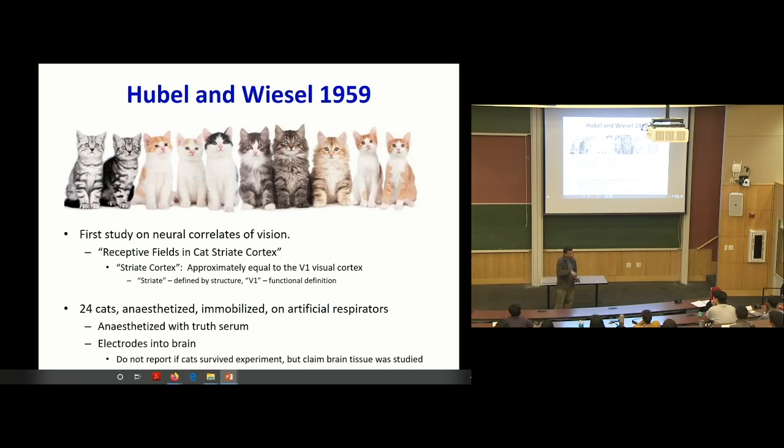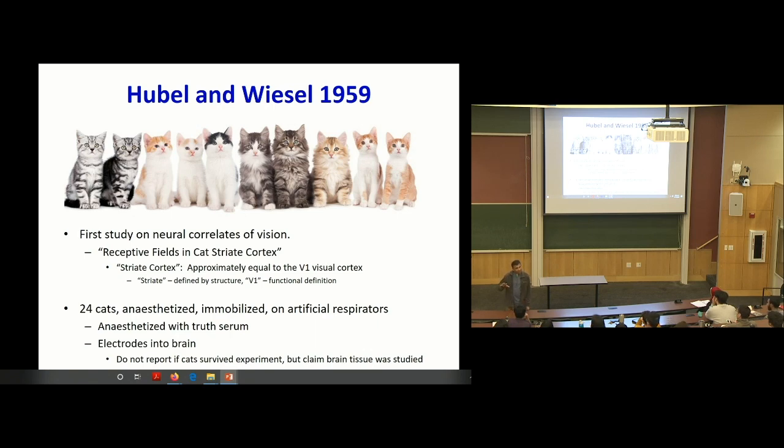In the case of the cat, it's called the striated structure, and so it's called the striate cortex. And Hubel and Wiesel actually studied this on cats. They tried to understand how this striate cortex responds to visual stimuli. They got 24 cats, anesthetized and immobilized them, put them on artificial respirators, pumped them full of sodium pentothal, which is the truth serum, and stuck electrodes into their brain and conducted experiments on them.